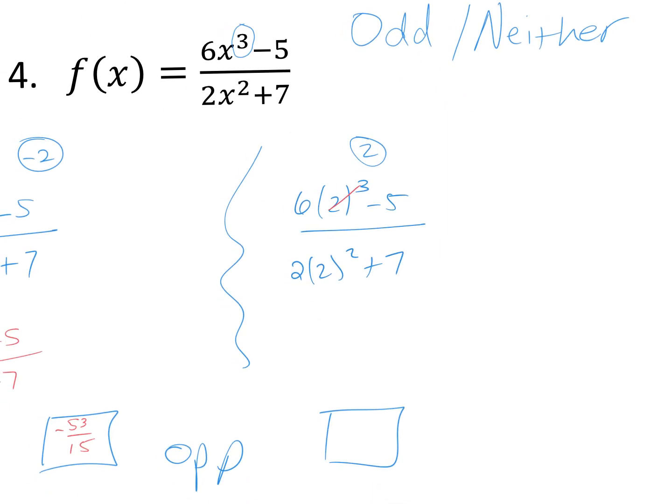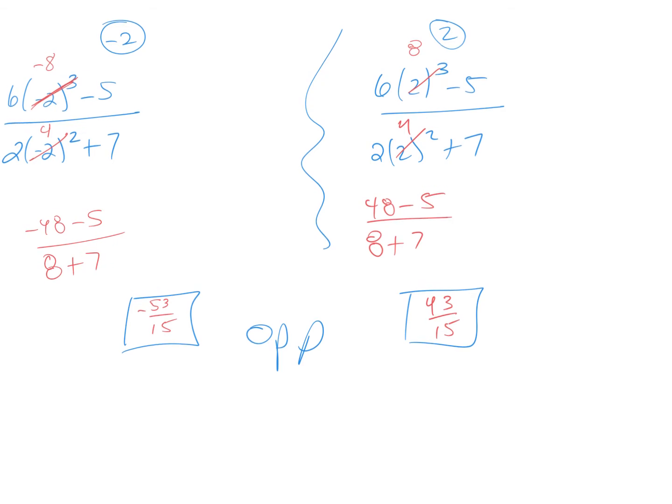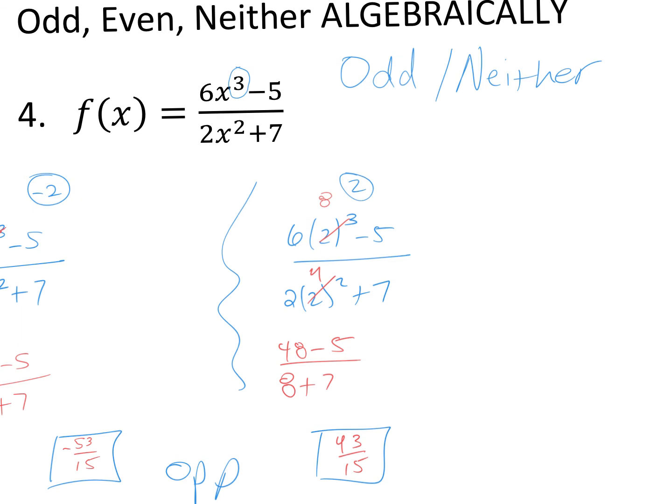Exponents first. 2 cubed is 8. 8 times 6 is 48 minus 5 over 2 squared is 4. 4 times 2 is 8. So 8 plus 7. So what's 48 minus 5? 43 over 15. Guys, are those two numbers exact opposites of each other? No. So your answer here is neither.